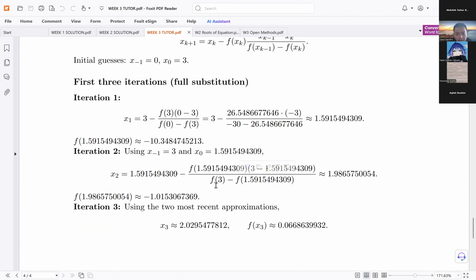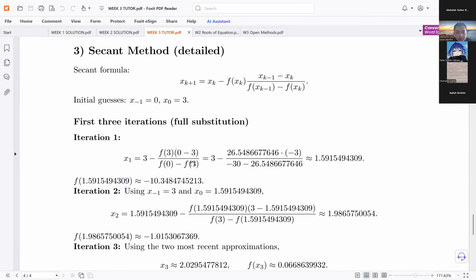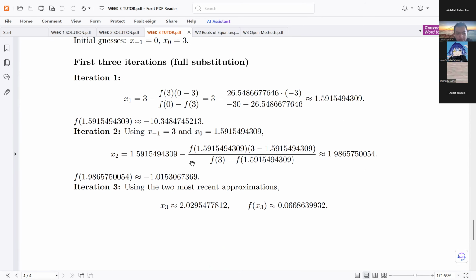and we change the left side of the interval to 1.59 until 3, and we just substitute in the formula. And for the third iteration, it's just the same.